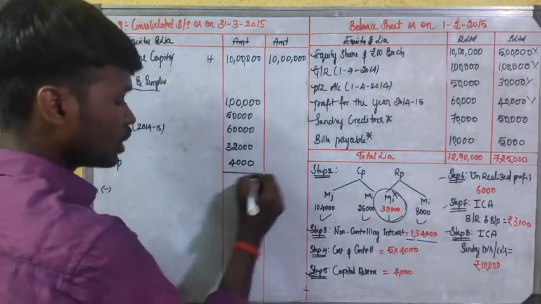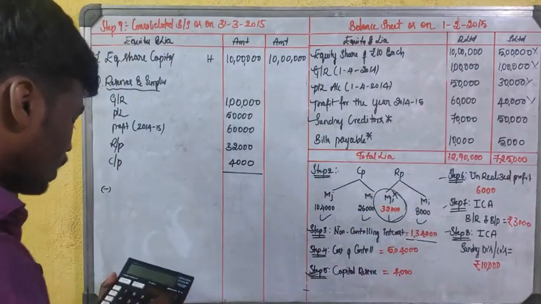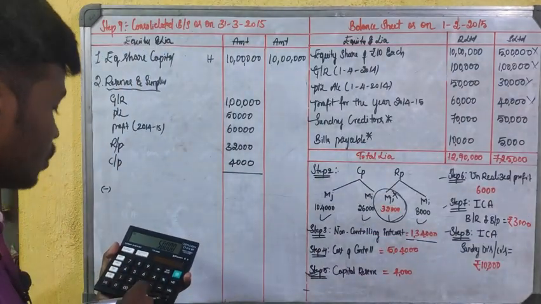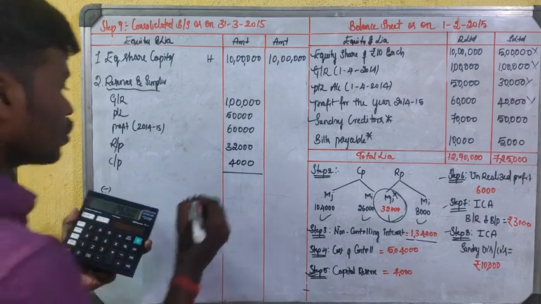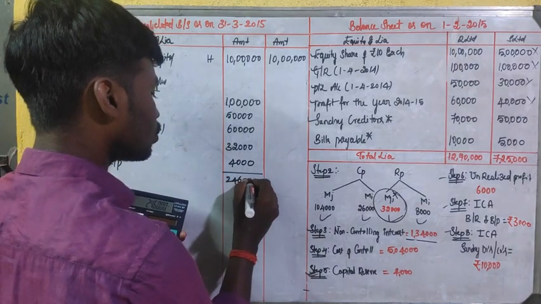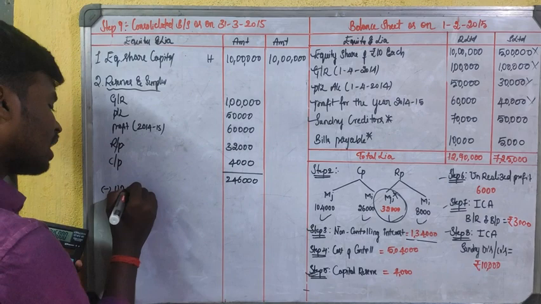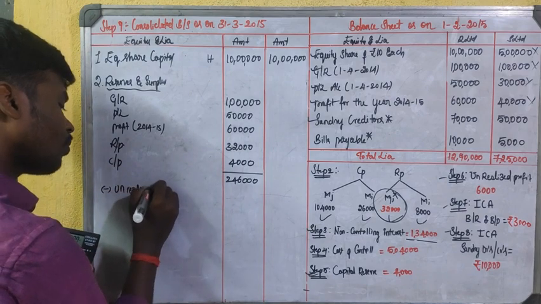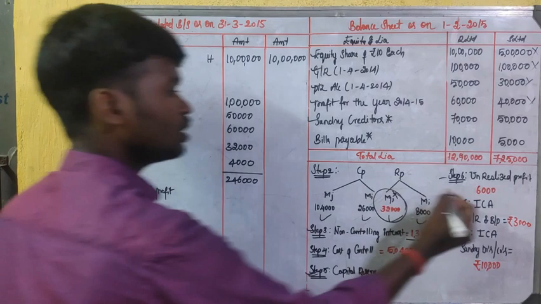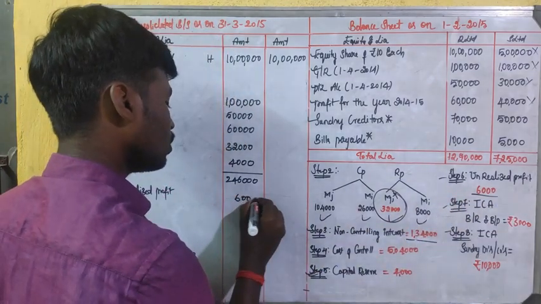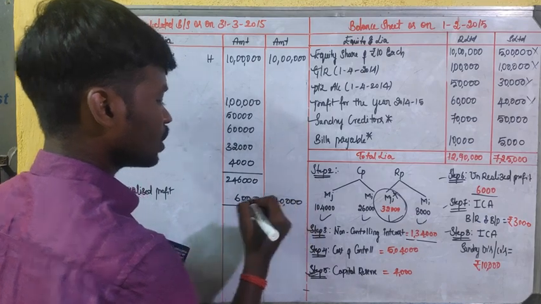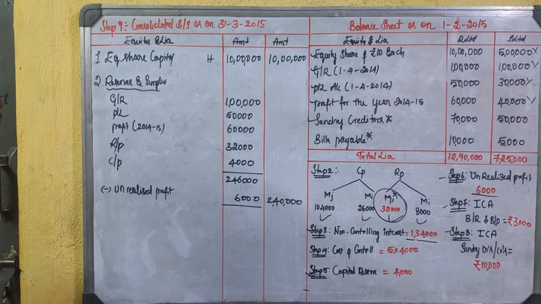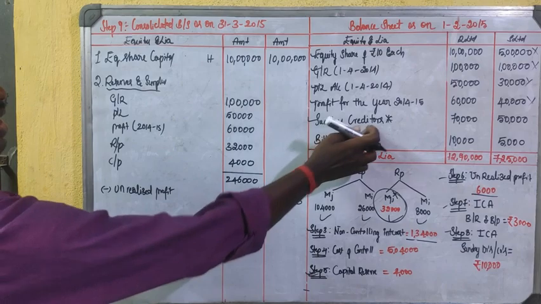So first we have to total it. See, how much will you get? 1 lakh, 50,000, 60,000, 32,000, 4,000. Okay, so you will get 2,46,000. From this you have to deduct the unrealized profit, that is 6,000. So you will get 2,40,000 as the total reserves and surplus. Okay, so pause the video and take down the calculation, because we still have two items, sundry creditors and bills payable.